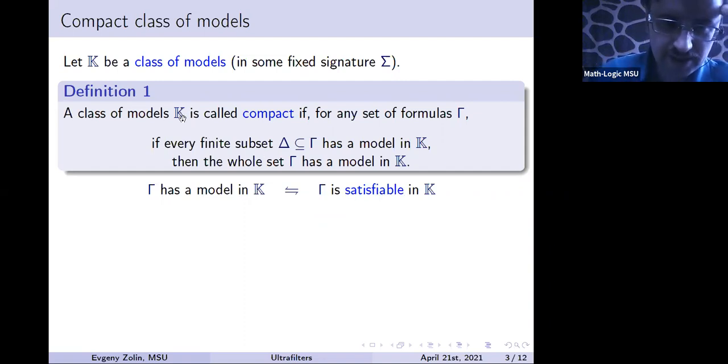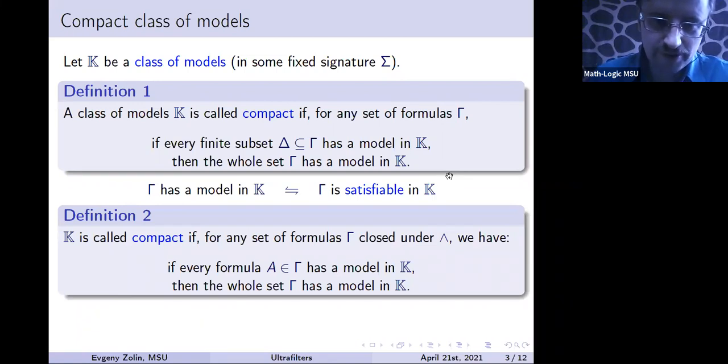So we can say the class K is compact if and only if for any set of formulas gamma, if every finite subset is satisfiable in gamma in K, then the whole set gamma is satisfiable in K. So this is the basic definition. Some classes are compact, some are not.